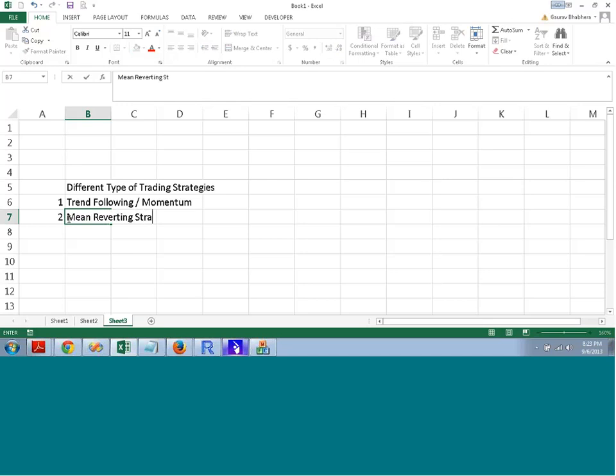The next is mean reverting strategies. Many times these are called market neutral strategies as well. This is the same as pair trading or long short, where you are trying to take a view on the spread between the two instruments.